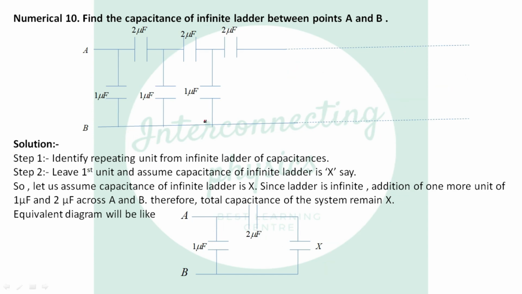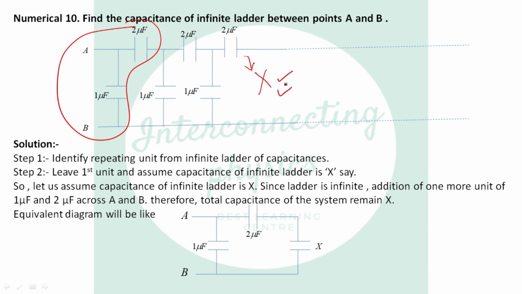So first of all, try to identify the repeating unit. We know 2 microfarad, 1 microfarad is the repeating unit. Leave 1 unit and assume the equivalent capacitance of the infinite network is X. Let us see. Now, this is the equivalent capacitance of the infinite ladder. If we add 2 microfarad or 1 microfarad to this X, this will make no effect. That means if we take this equivalent capacitance as X, or if we take the equivalent capacitance of the whole circuit, it will remain as X.